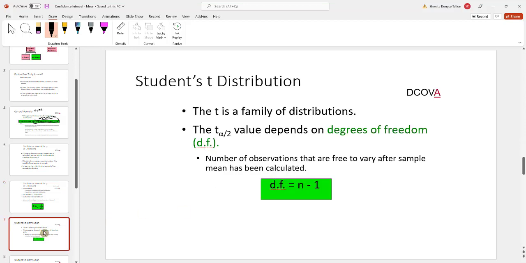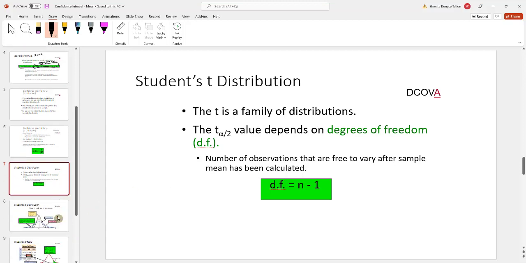Let's talk about the student's t-distribution. That is where we get the t-value from. The t is a family of distributions, and the critical value depends on degrees of freedom. The degrees of freedom is calculated as your sample size minus 1. That's the number of observations that are free to vary after the sample mean has been calculated.